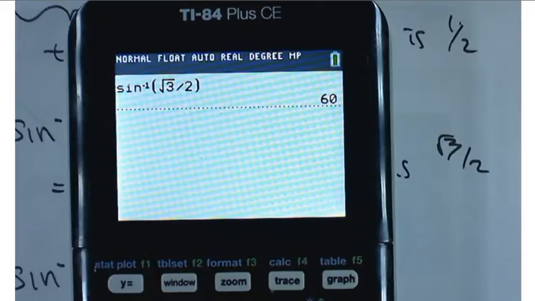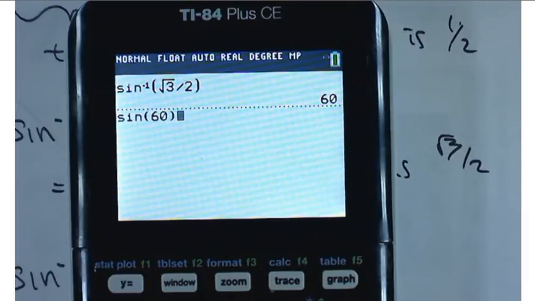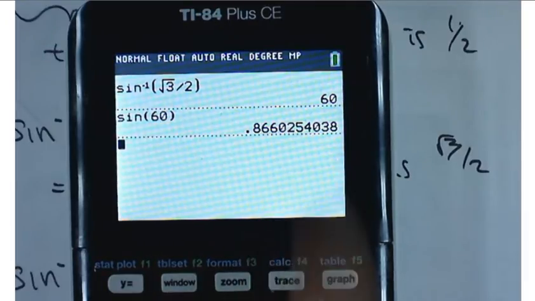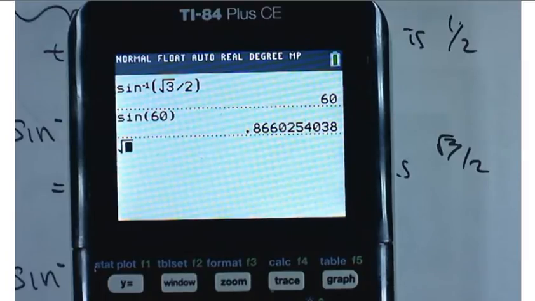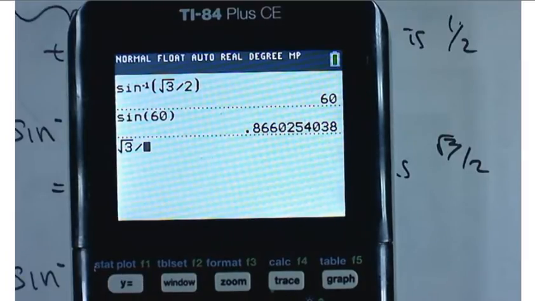Points taken off if we don't put the little degree thing. You know, as long as it's obvious, I'm not really going to worry about it. No, I'm not going to bust you on that one. Again, you can check it by doing the sine of 60. Now that may not look familiar, but if you compare that to square root of 3 divided by 2, okay, it looks familiar.